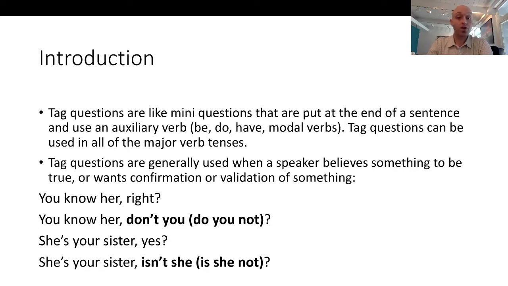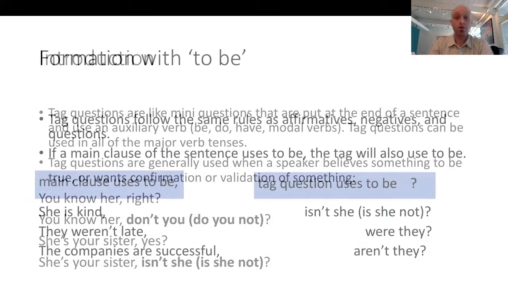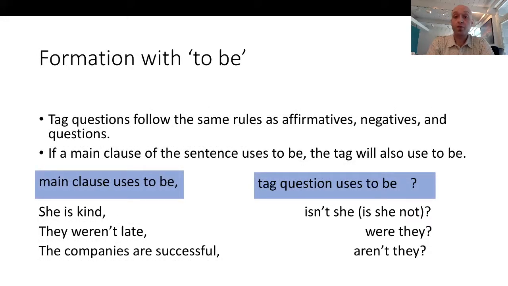Second example, she's your sister, yes? Another way of saying that would be, she's your sister, isn't she? Okay, so a couple things to keep in mind with the formation of tag questions. They follow the same rules as affirmatives, negatives, and questions. So if you haven't watched those classes, you might want to watch those first because this will make more sense.